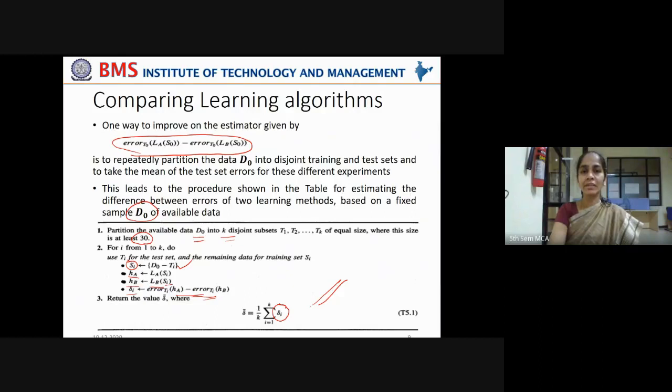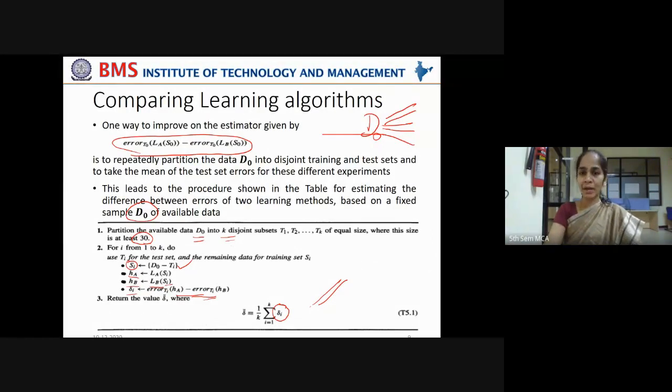Now see this. Let us see the procedure once again. This leads to the procedure shown in the table for estimating the difference between errors of two learning methods based on a fixed sample D naught of available data. Now your available data is D naught. It is partitioned into K, which is dependent on the machine learning expert's interest. It can be 10 partitions or it can be 20 partitions, but see that a minimum of 30 data points lie in each partition so that the error calculation that you draw will be reliable.